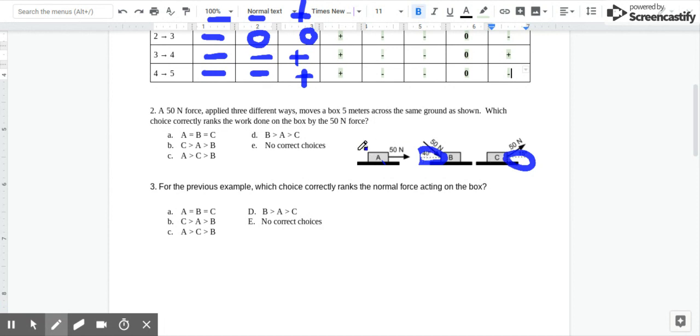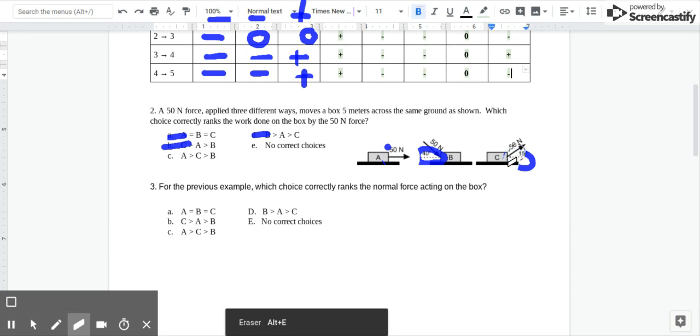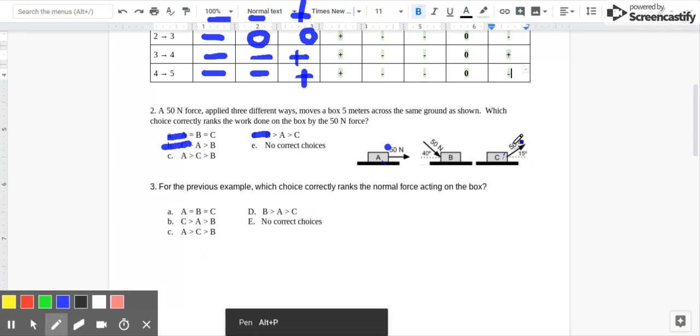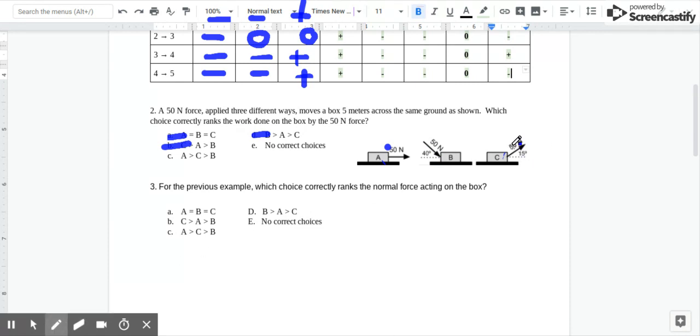So we know A is going to be the biggest one. It's going to do the most work because the whole 50 is going towards the work. So that means we can get rid of this, this, and this. And now we just have to figure out if C is going to do more work than B. This is a little tricky. This is a little math. We're looking at this part, so this would be 50 cosine 15 down here.